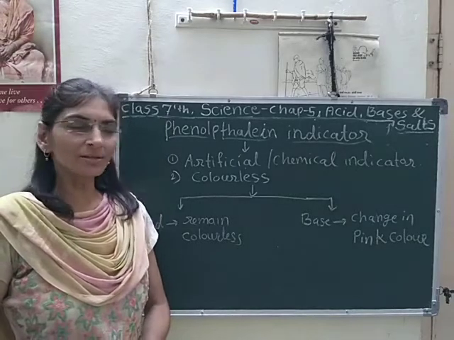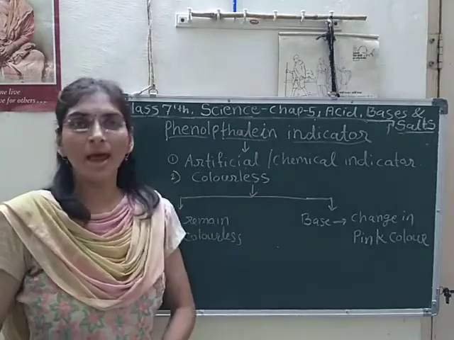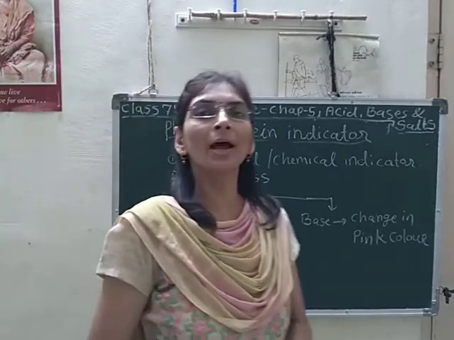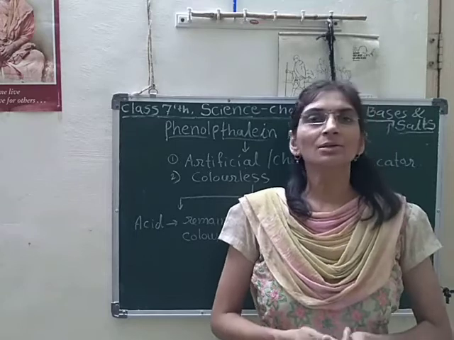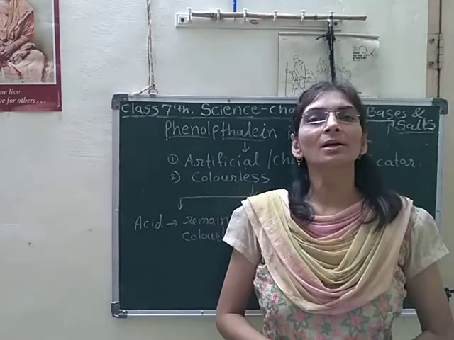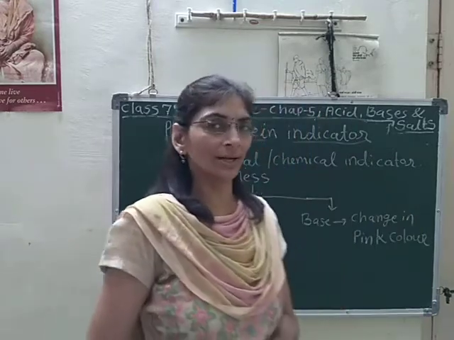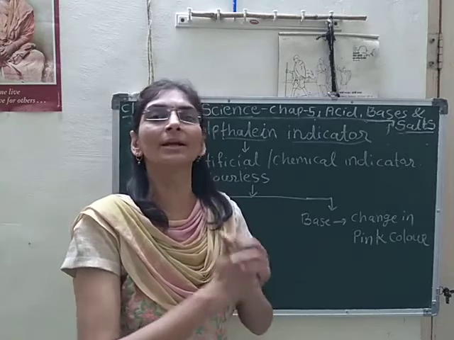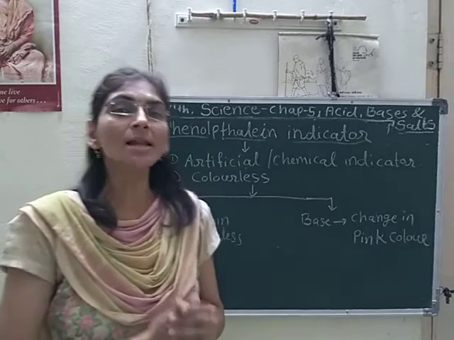Good morning students. Today we will see class 7 science chapter number 5, acids, bases and salts. Up to now we have learned about the natural indicators. Which natural indicators have we learned? Litmus indicator, turmeric indicator and China rose indicator. And we have also seen the properties of those indicators, their reactions with acids, bases and salts.